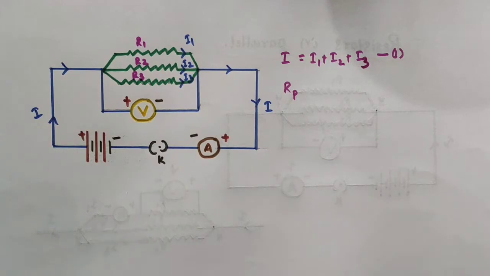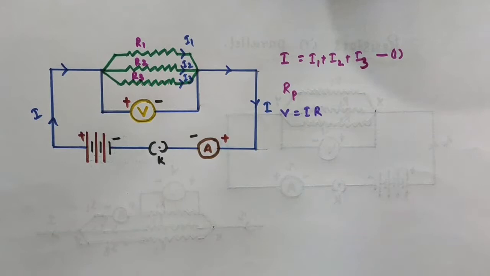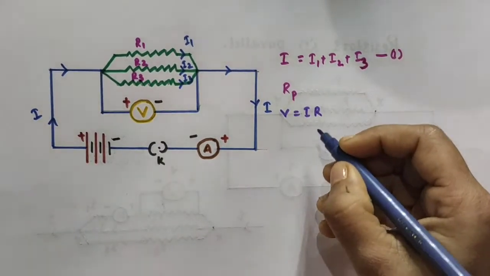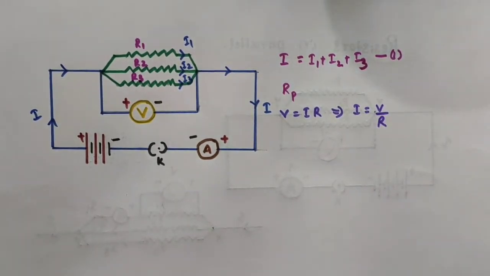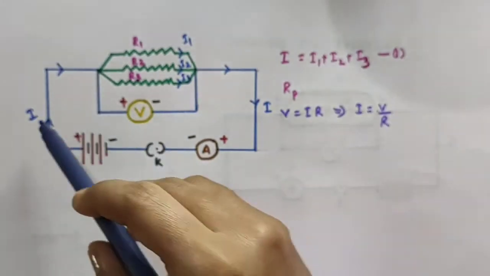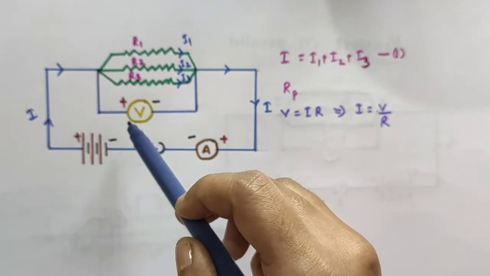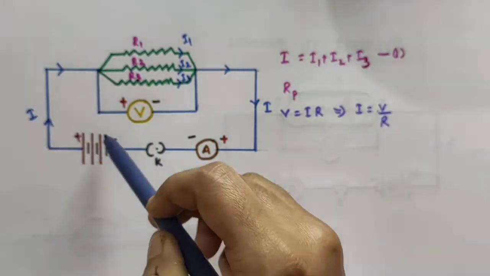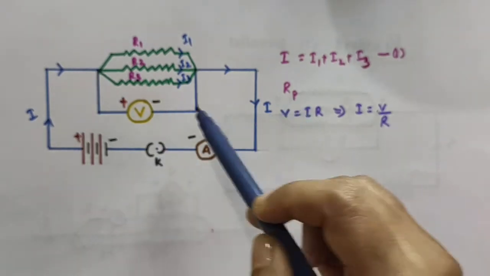Now, from Ohm's law, we have V is equal to I into R at a constant temperature. From this, we can write I is equal to V by R. Now, when we consider the whole circuit, I is the total current flowing through the circuit, V is the potential difference provided by the battery, and Rp is the equivalent resistance of this circuit.